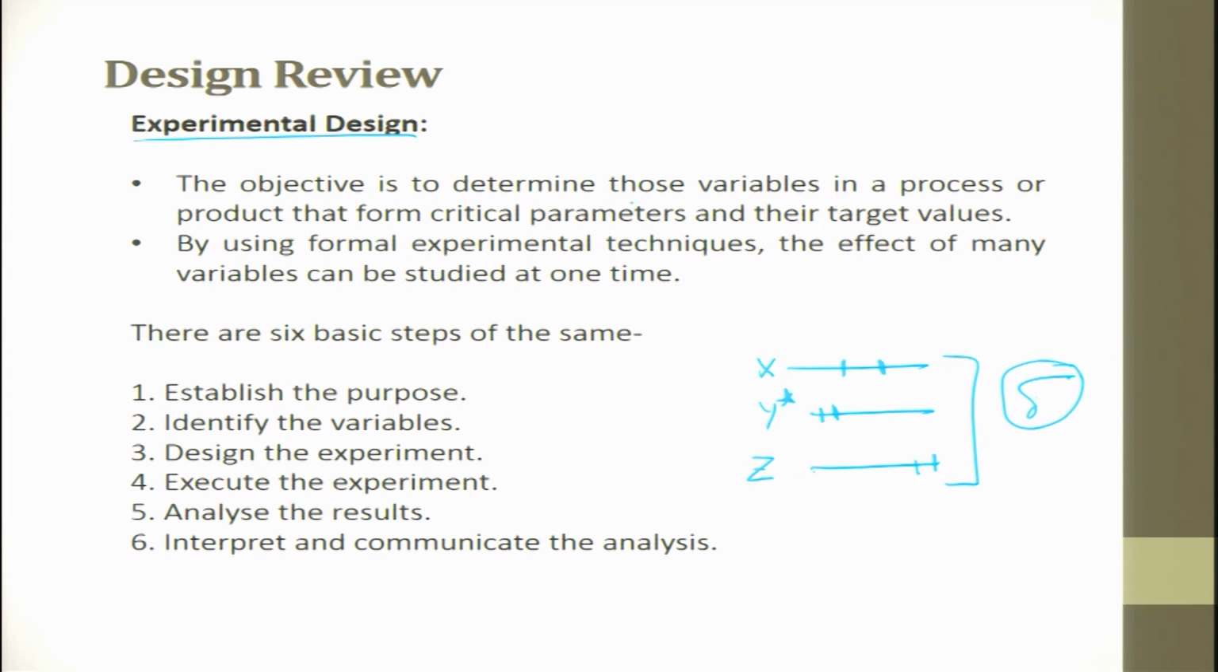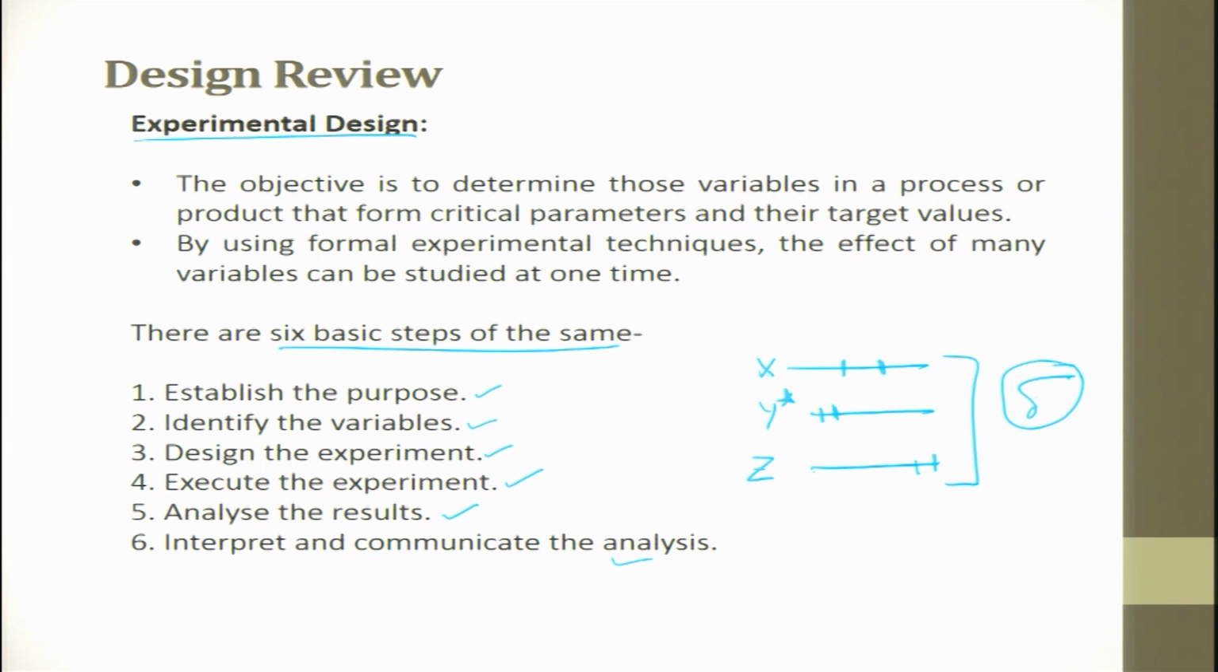The objective is to determine those variables in a process or product that form critical parameters and their target values. By using formal experimental techniques, the effect of many variables can be studied at one time. So, we can do experiments and we can study the effect of individual things. There are 6 basic steps for the same. Establish the purpose, identify the variables, design the experiment, execute the experiment, analyze the experiment and interpret and communicate the analysis.